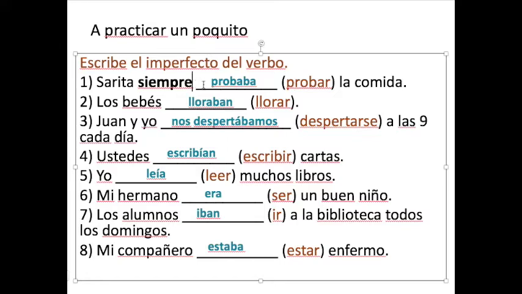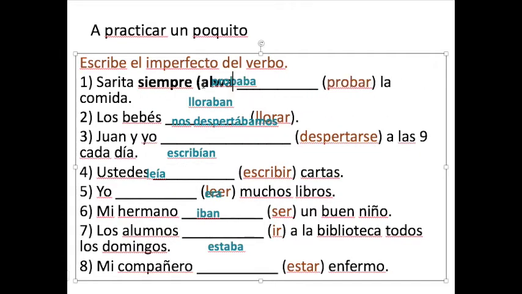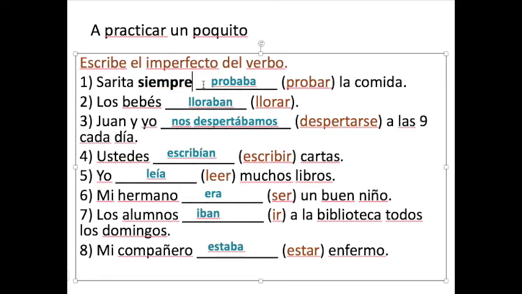Juan y yo, despertarse a las 9 cada día. Cada día is every day. Once again, we have that signifier that this is something that happens habitually, meaning this happened a lot of times without a definite ending or beginning. So to wake up at 9 every day. We have Juan y yo. I'm part of the subject, so I know it's going to be a nosotros. We have to change that se to agree with the subject, so that would become nos despertábamos. So Juan y yo nos despertábamos a las 9 cada día.